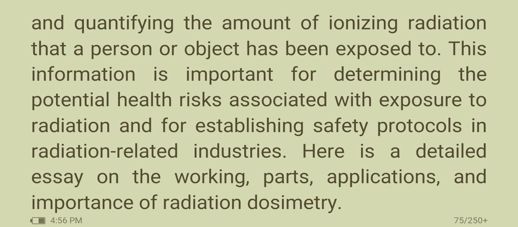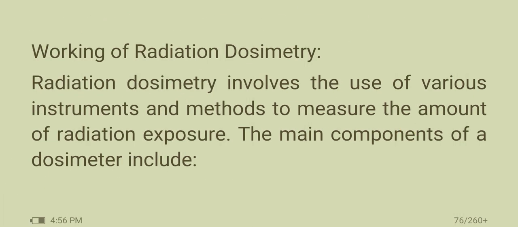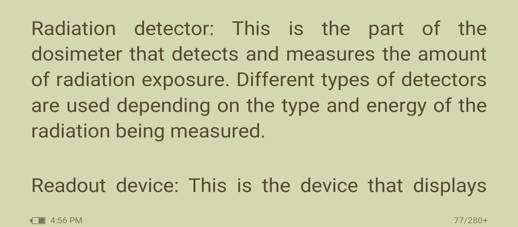Here is a detailed essay on the working, parts, application and importance of radiation dosimetry. Radiation dosimetry involves the use of various instruments and methods to measure the amount of radiation exposure. The main components of a dosimeter include the radiation detector. This is the part of the dosimeter that detects and measures the amount of radiation exposure. Different types of detectors are used depending on the type and energy of the radiation being measured.